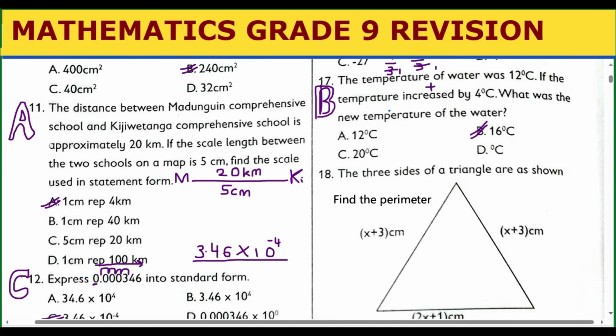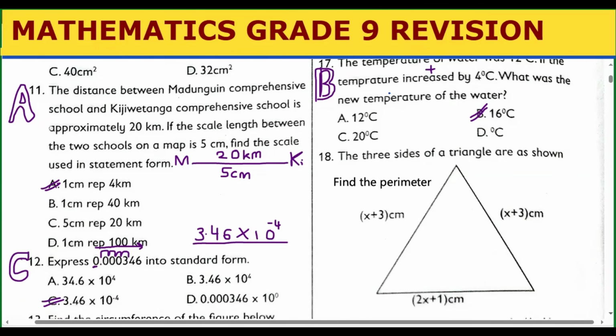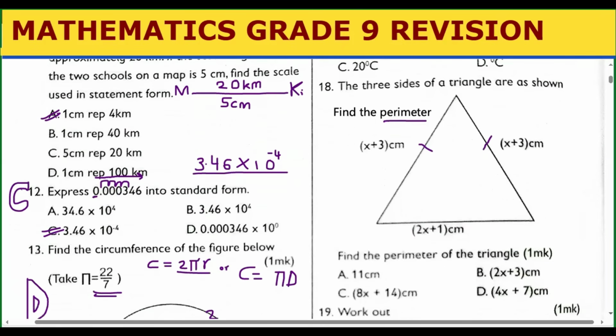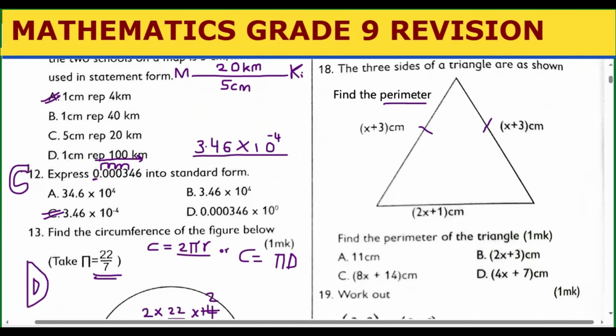The 3 sides of a triangle are as shown. X plus 3, 2x plus 2, 2x plus 1. This is called isosceles triangle. So what is the perimeter? What is perimeter? Perimeter is total distance round a shape.